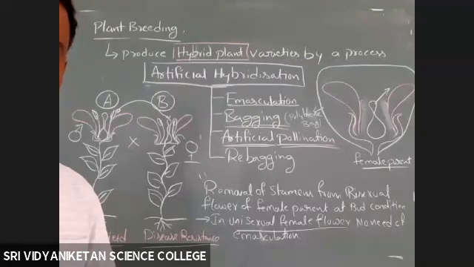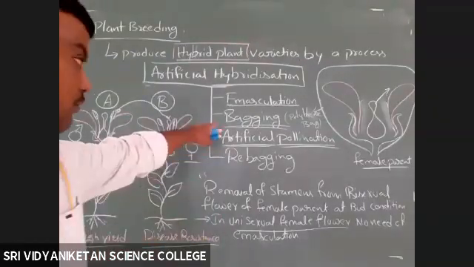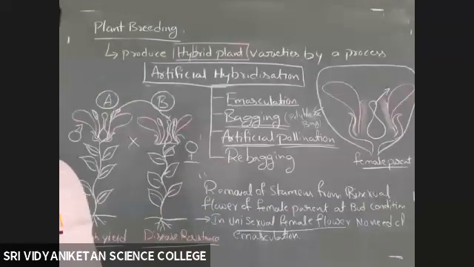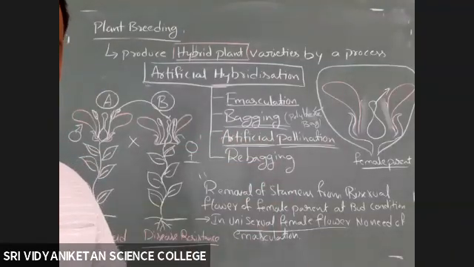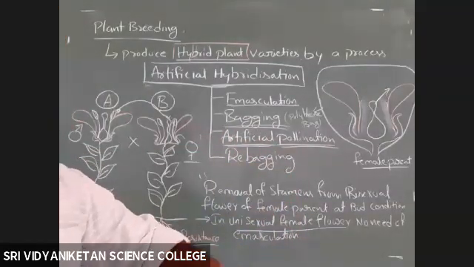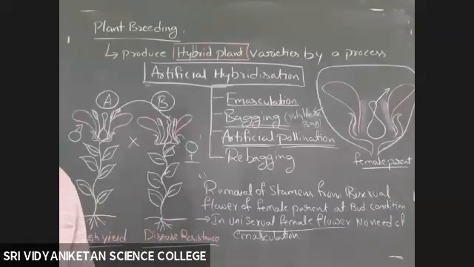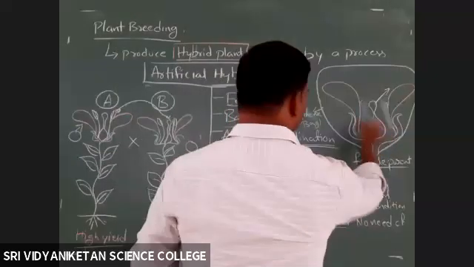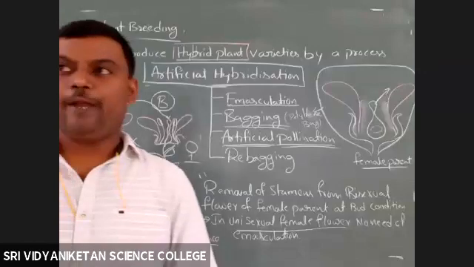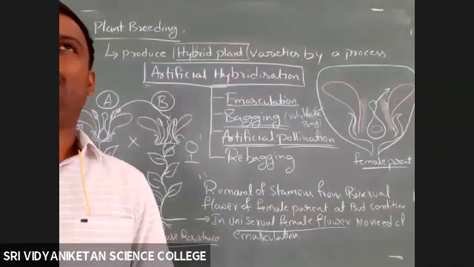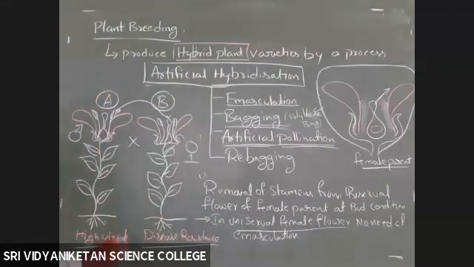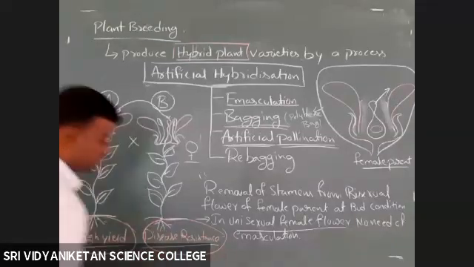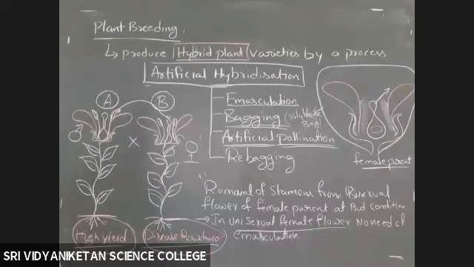And I will write definitions for every term later. First you understand. Artificial pollination is completed. Again we cover the pollinated flower with the same bag. Pollen grains are germinated. Fertilization takes place. The ovary becomes fruit. The ovule becomes seed. And now the seeds are collected. When you put the seeds in soil, the seed will germinate and produce a new plant. That new plant has both parent characters. Now it is called a hybrid plant.